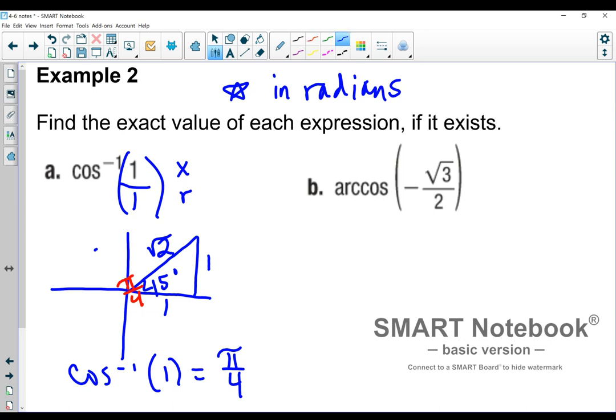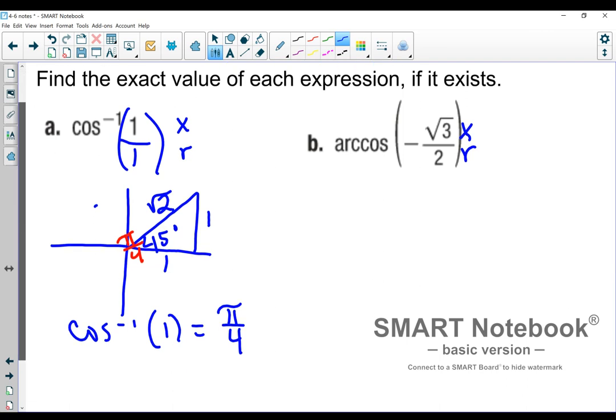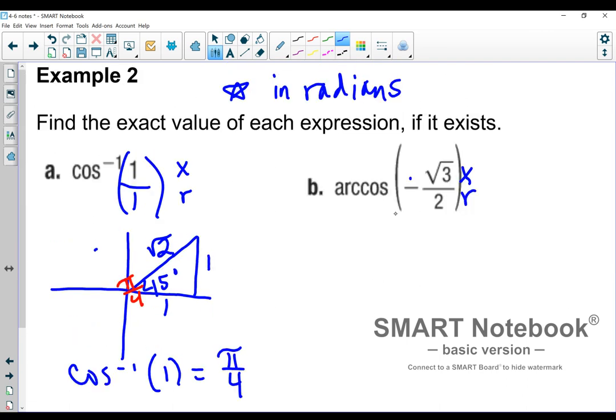Arc cosine is another name for cosine inverse, and I'm doing the cosine inverse of negative square root of 3 over 2. So again, cosine is x over r. So these are my x over r's, and I'm looking for my angle. So if this is negative, I know that cosine is either in quadrant 1 or 2. Because it's negative, we're going to build it in quadrant 2.